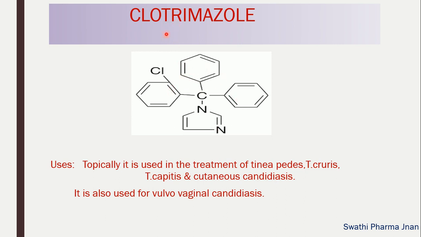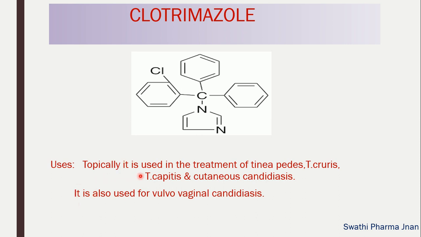Here we have some clues. Clo indicates a chlorine group is present. Tri indicates 3 phenyl groups are present. These 3 phenyl groups are attached to the carbon, and azole indicates it is an imidazole. So totally the center carbon is attached to the 3 phenyl rings and 1 imidazole ring, and on one of the phenyl rings at the ortho position a chloro group is present. That is the structure of clotrimazole.